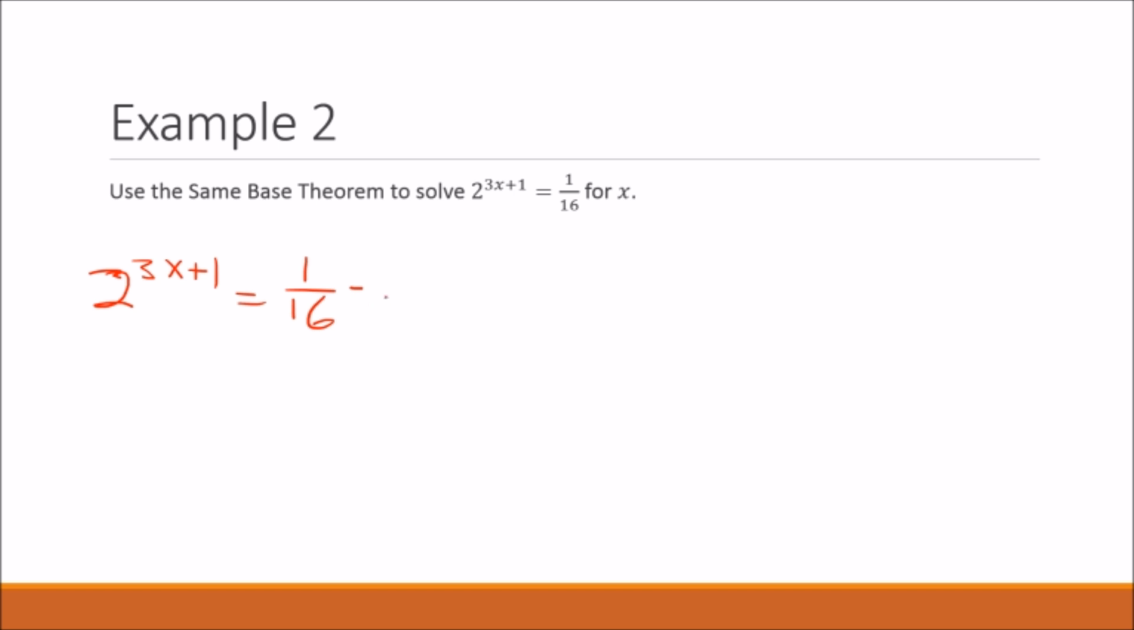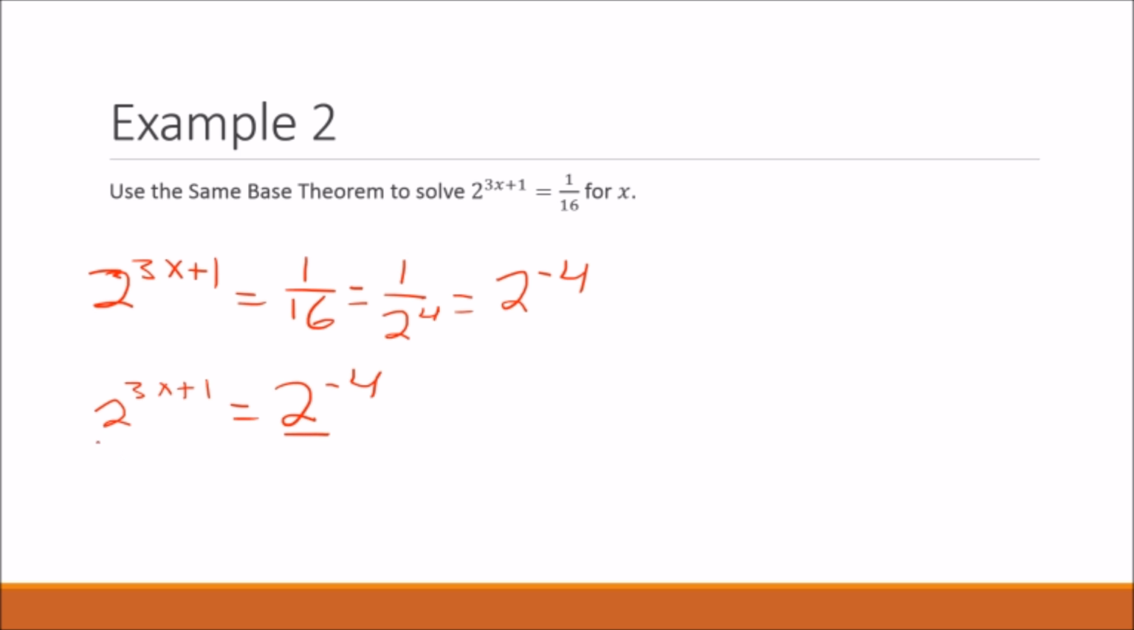So let's just go through a couple steps here. We have 16 is 2 to the 4th, so we can write 1 over 16 as 1 over 2 to the 4th. Well, because it's 1 divided by 2 to the 4th, that's the same thing as 2 to the negative 4. Now we have 2 to the 3x plus 1 is equal to 2 to the negative 4.